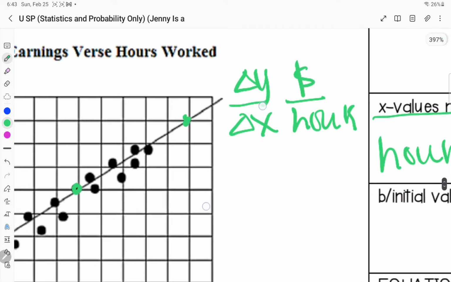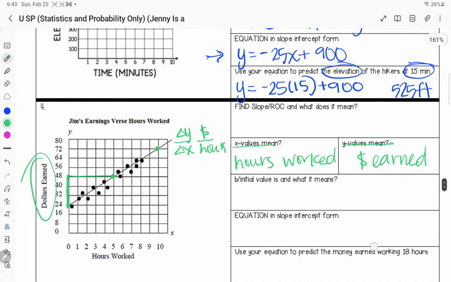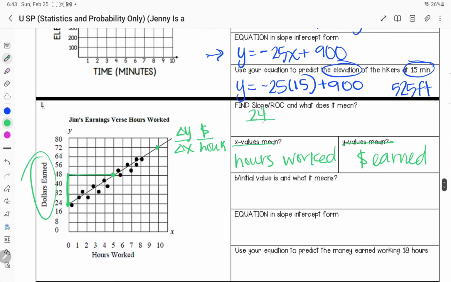So now we're going to look at this. We're going to find our rate of change. I'm not counting by 1s here or 2s here. I'm actually counting by 8. So I went from 24 to 48. So I went up 24 and over 5. So I would put it in as $24 every 5 hours. That's not a very good paying job, but 24 divided by 5. So it doesn't change. So this is saying you get $24.